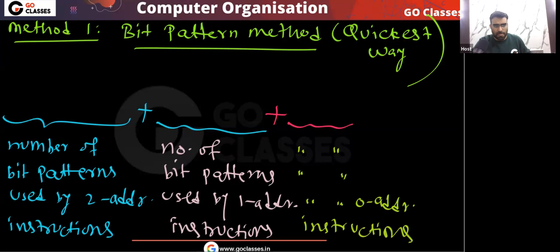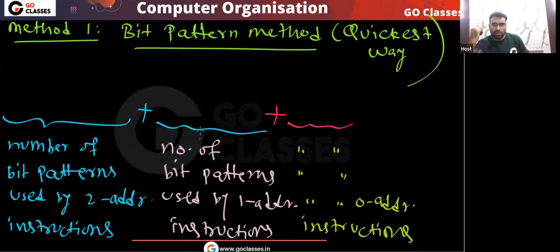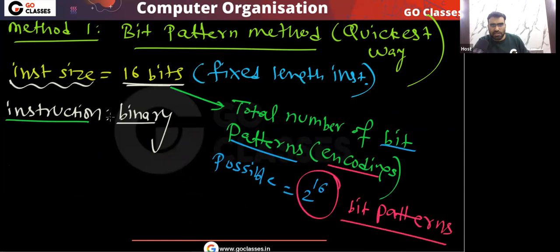Now just tell me one thing: how many bit patterns are used by 2 address instructions, plus how many are used by 1 address instructions, plus how many are used by 0 address instructions. This total will be less than or equal to what? This will be less than or equal to 2 power 16, because these are the total number of bit patterns possible. Your instruction size is 16 bits, so 2 power 16 bit patterns are possible.